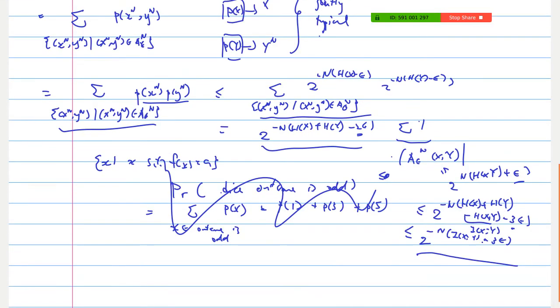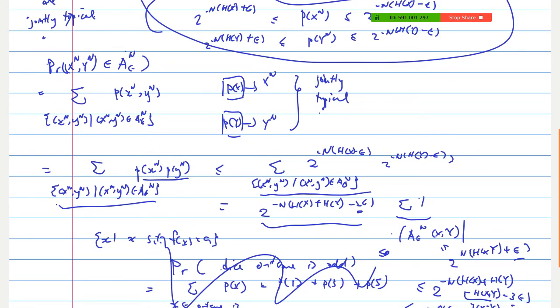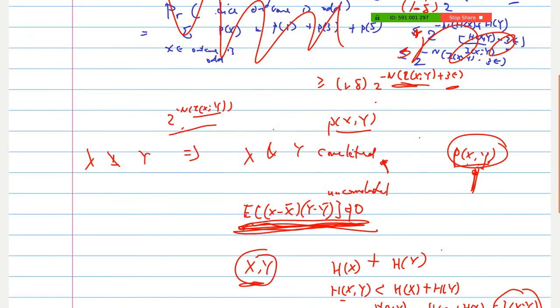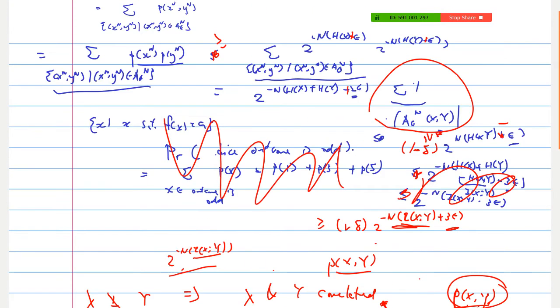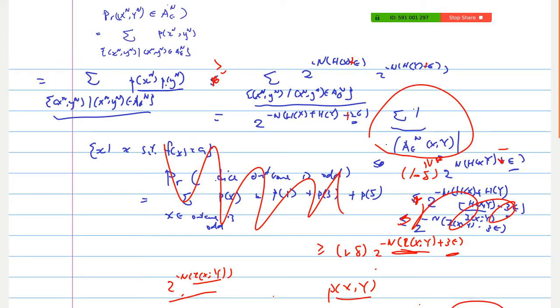And similarly, we can get another bound on the opposite side. Basically, we start from the same expression for the probability, but then we can have a bound in the other direction. It's actually a lower bound here, bigger than or equal to 2^(-n(H(X)+epsilon)), right? Plus epsilon, and so on.